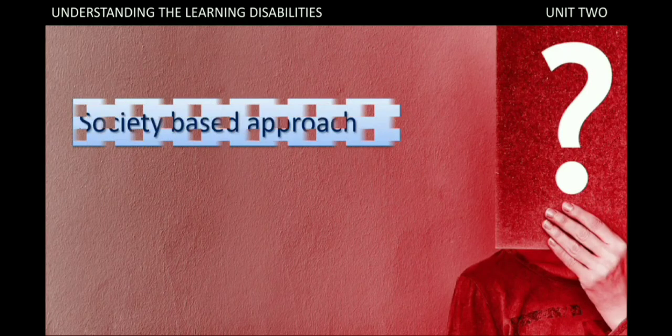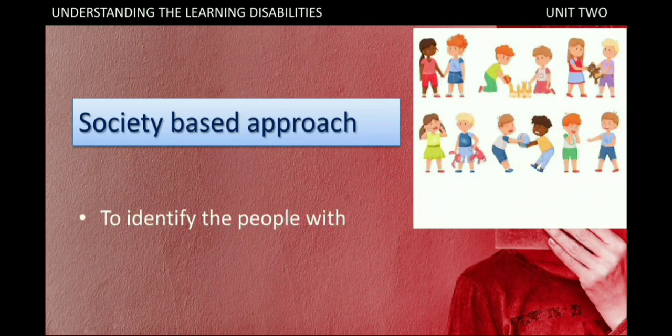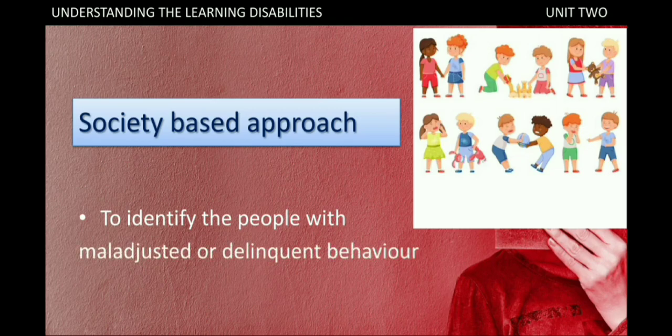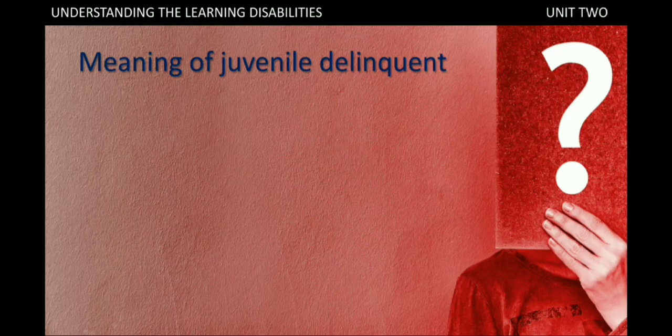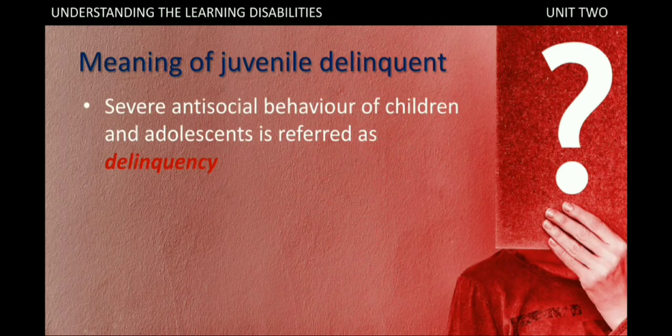Next, we'll be seeing the society based approach. This approach is to identify people with maladjusted or delinquent behavior. You will be wondering, what is this delinquent behavior? The meaning of juvenile delinquent: severe antisocial behavior of children and adolescents is referred to as delinquency. So, delinquent behavior is the behavior of a child who is behaving antisocially.